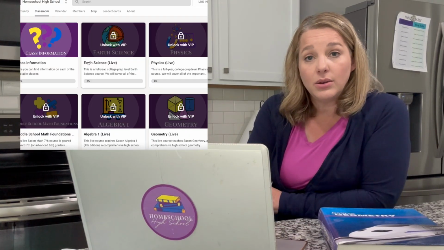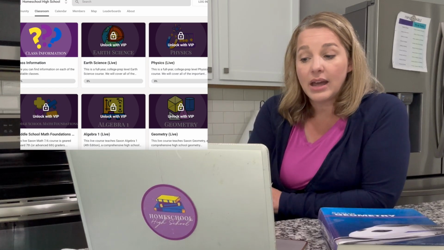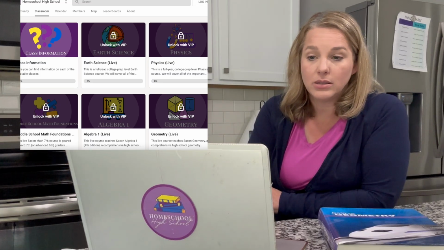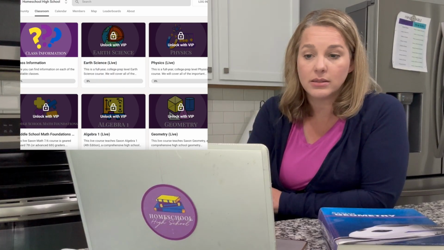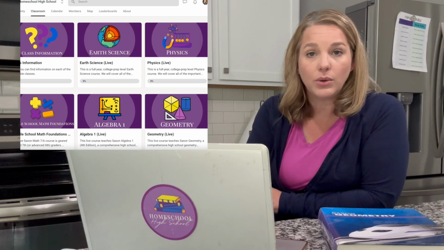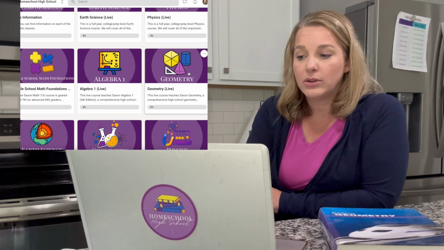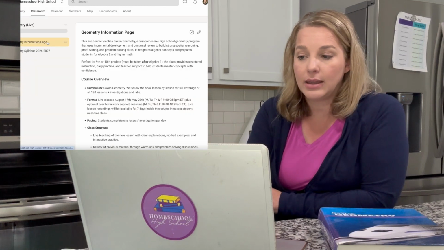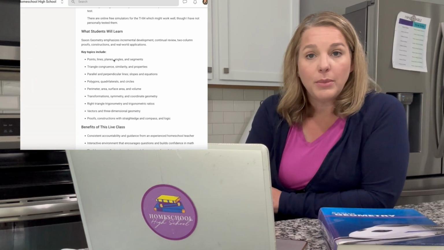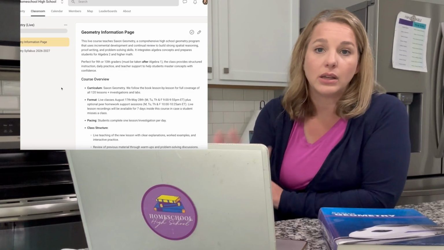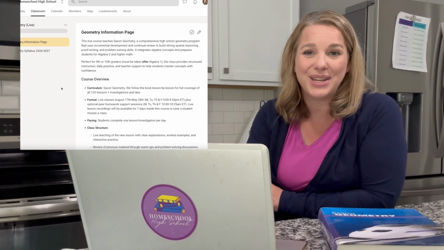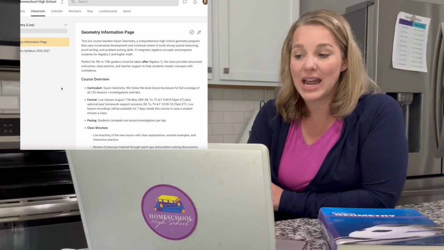You'll also see though that all of these live classes say unlock with a VIP. So you will need a VIP membership to be able to join that class. Once you have joined, you can go to classroom and scroll down to geometry live and click into that. The geometry information page there is exactly the same information as you would find on the classroom information, just within the class that it's easier to access.